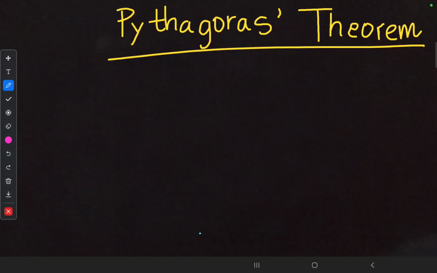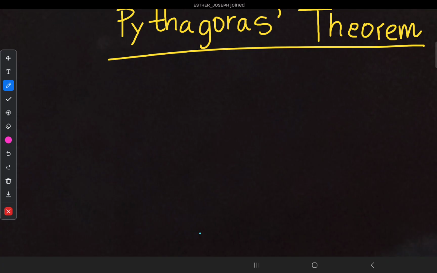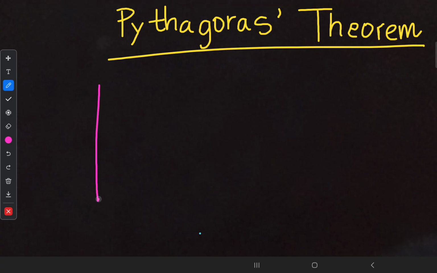Pythagoras theorem. What did Pythagoras tell? It is about how to find the distance, or length, in a right angle triangle. That is our Pythagoras theorem. We will consider this.